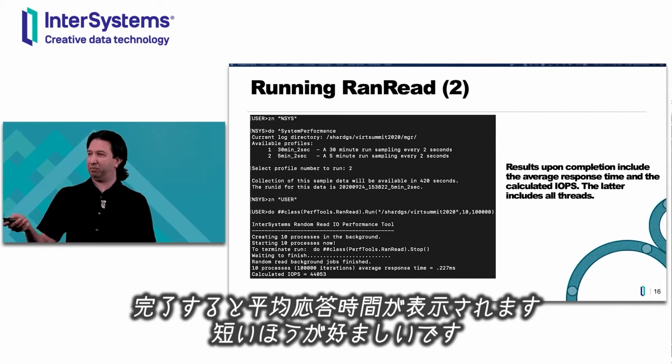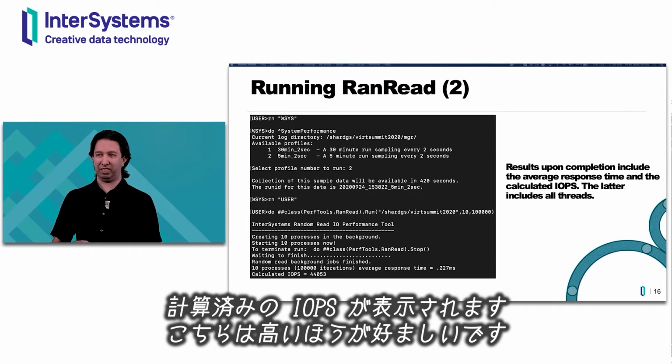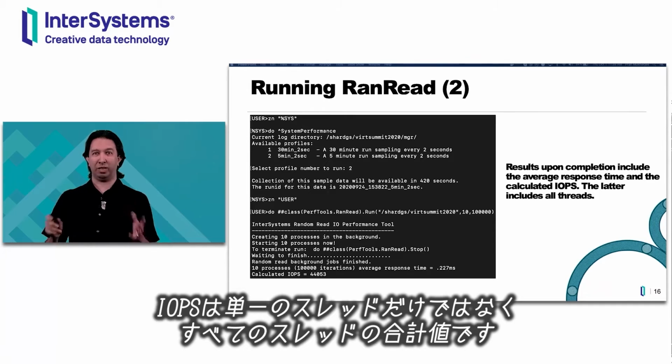Once it's done, you'll see the average response time, and you want that to be low, and you'll see the calculated IOPS, and you want that to be high. The IOPS are for the aggregate of all the threads, not just for a single thread.